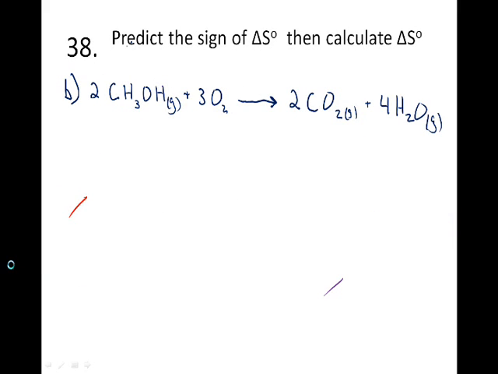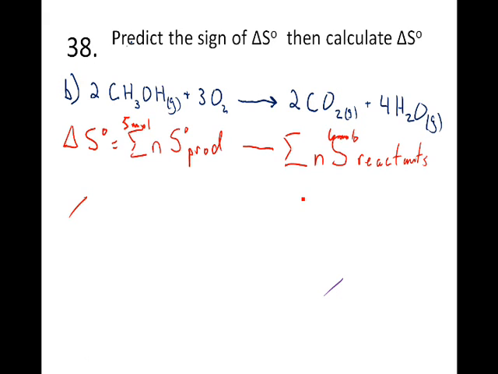Let's see, we're going here from 5 moles, and those are all in the gas form, to 6 moles. So we're kind of spreading this stuff out a bit, aren't we? We're burning methanol in the presence of oxygen. We're making CO2 and water, both in vapor form. It's spreading out. I'm going to say this should be a positive change in entropy.